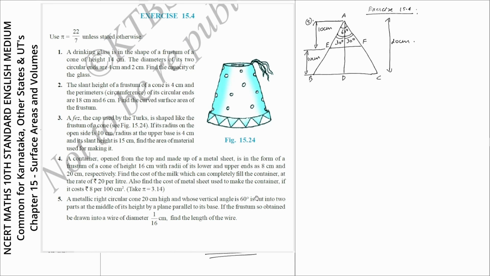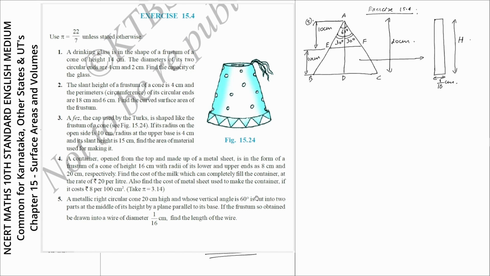Now the frustum so formed, this portion is the frustum, right? The frustum so formed is converted into a wire whose diameter is 1 by 16 of a centimeter. I should find the length of the wire. Now I am drawing this wire in the form of a cylinder, so I should find the height of the cylinder. I will mention the height as capital H.